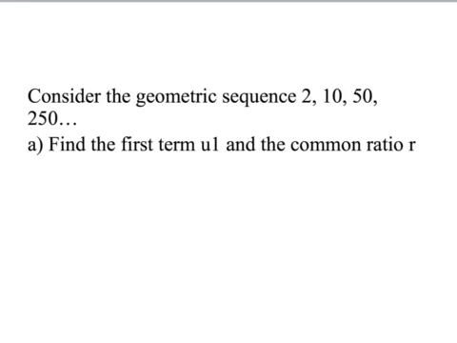Consider the geometric sequence 2, 10, 50, 250. We want to find the first term, u1, and the common ratio r. The first term is obviously going to be 2. This is your u1, this is your u2, this is your u3, and your u4. Remember, the subscripts just tell you where you are in the sequence.